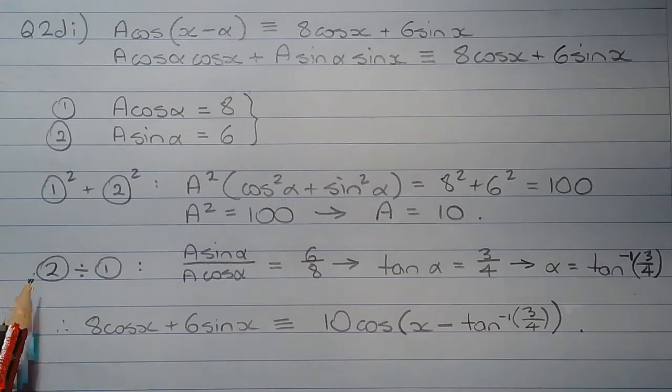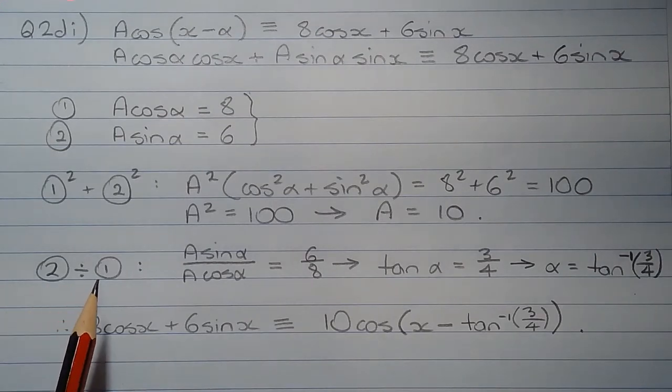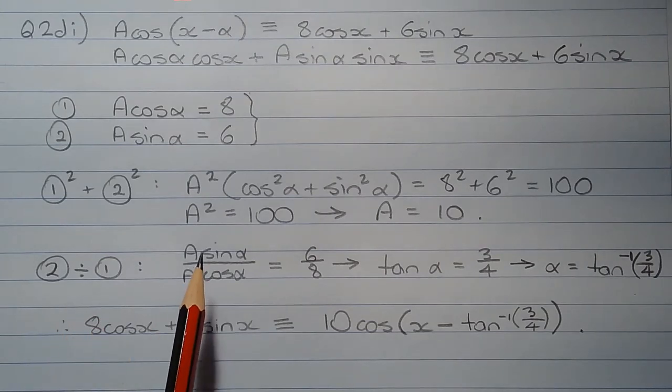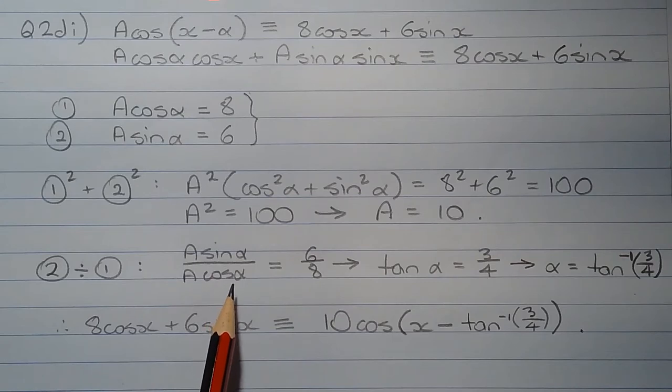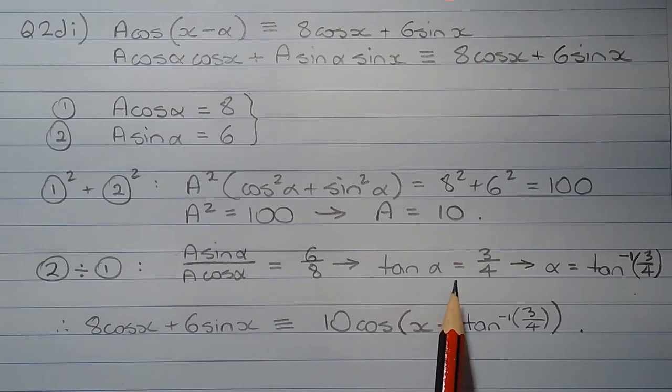Now if we take equation 2 and divide it by equation 1, we can find the value of alpha. So a sine alpha over a cos alpha is equal to 6 over 8. Now the a's cancel, and we have sine alpha over cos alpha, which is equivalent to tan alpha. So we have tan alpha is equal to 3 over 4.